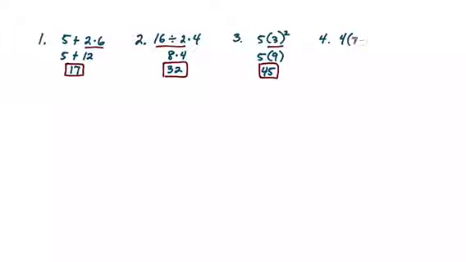Let's look at number 4. Here we have parentheses, so we want to make sure we take care of what's inside the parentheses first. So 7 minus 2 is 5. We're going to get 4 times 5, which is 20. All right, let's move on to number 5.